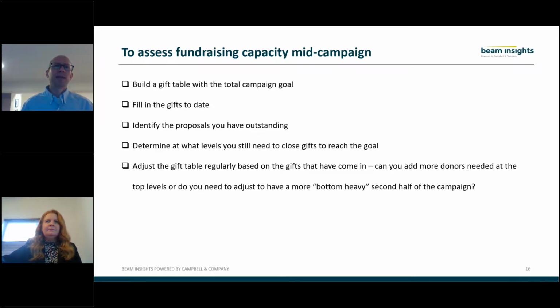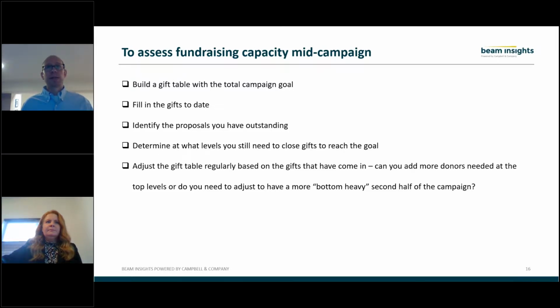Identify proposals that you have outstanding. This is another good prospect management data hygiene practice. If within your organization you're not actively tracking proposals or opportunities, solicitations that have been made, in a systematic fashion, we encourage you to do that. The ability to map that against the table makes it that much more of an effective tool for assessing progress and understanding where you have to go. From there, you're able to determine where you still have needs, be it prospects, donors, or getting proposals into that pipeline, and then adjust the table regularly based on your progress, right?